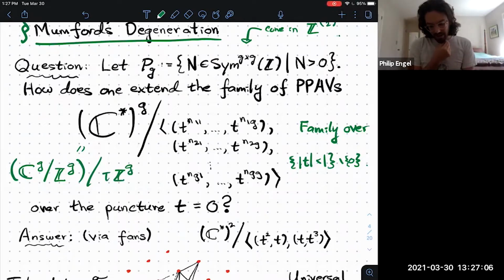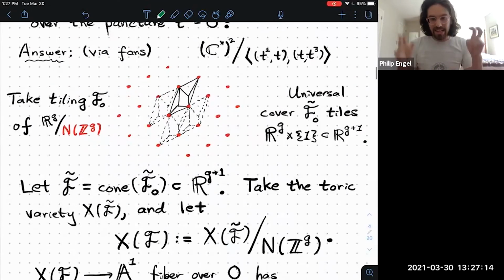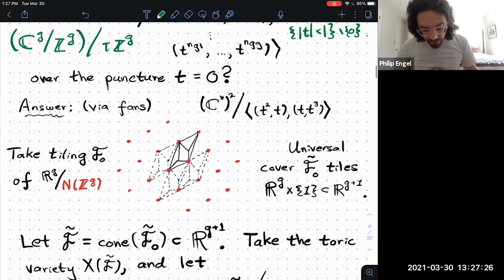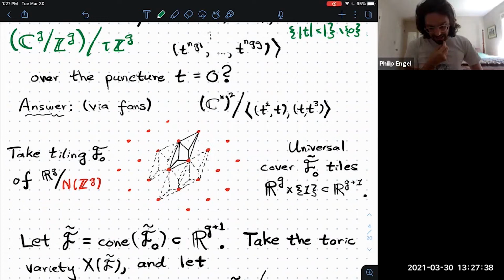So the question is, how do I extend this over the puncture T equals 0? I want to give two answers, one via so-called fans, the fan construction, and the other by the so-called polytope construction. So let's start with the fan construction. And let me just take an example, C star squared mod the group generated by T squared, T and T cubed. So what I want to start off with is a tiling of R to the G mod N of Z to the G.